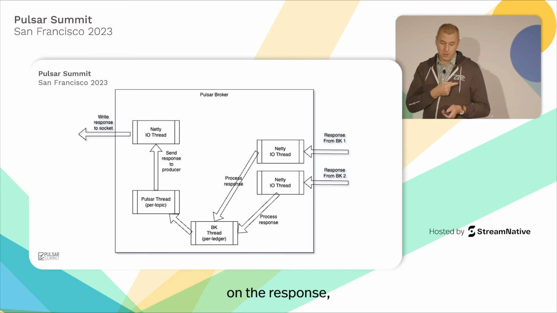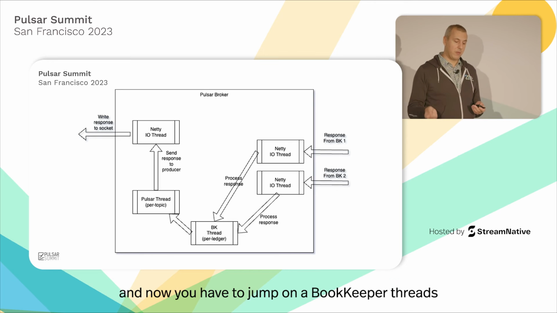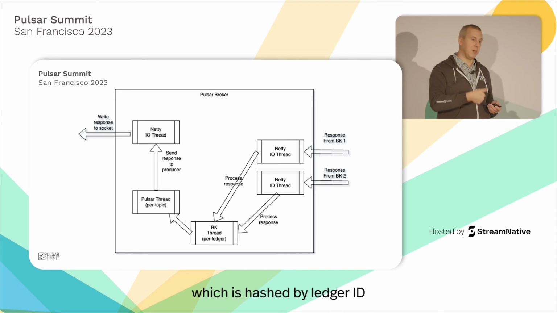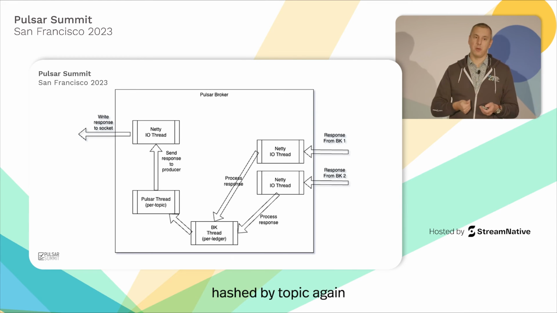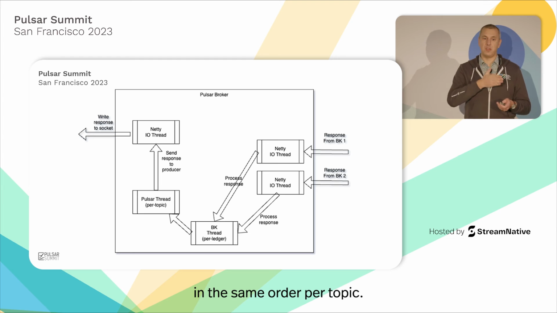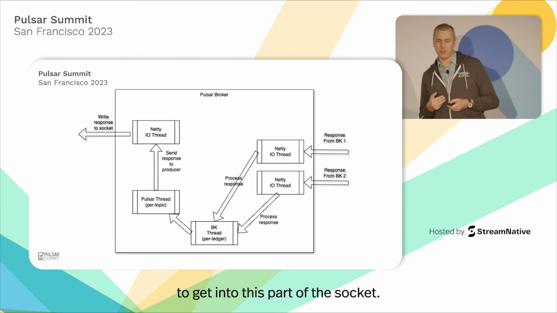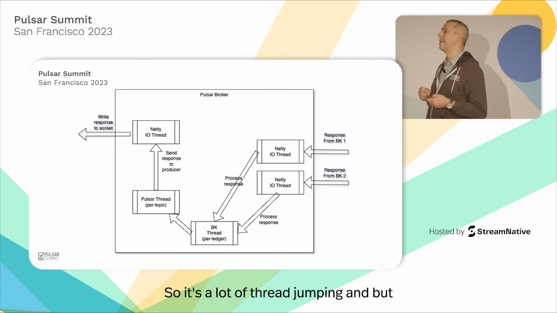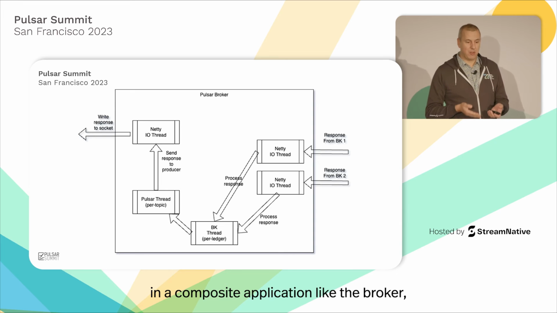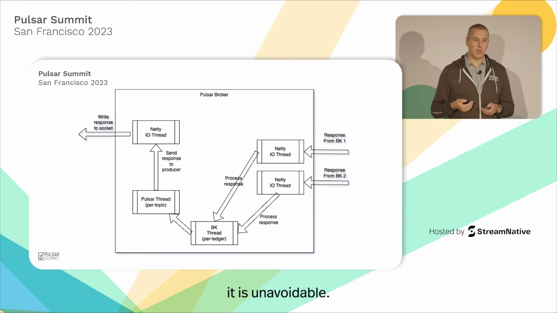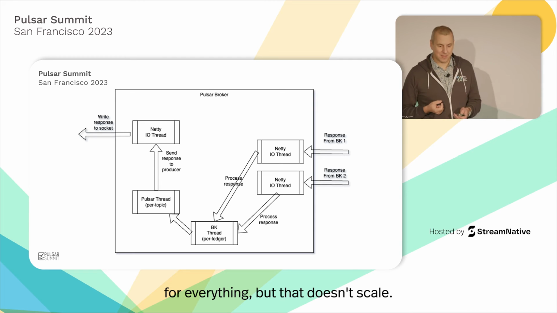Similarly, on the way back, you get responses in Netty IO threads. And now you have to jump on a BookKeeper thread, which is hashed by ledger ID. And from there, you have to jump on a Pulsar thread, which is hashed per topic, again to have all the responses in the same order per topic. And then again on a Netty thread, to write on the socket. So it is a lot of thread jumping. But in a complex application like the broker, it is unavoidable. I mean, you could use one single thread for everything, but that doesn't scale.